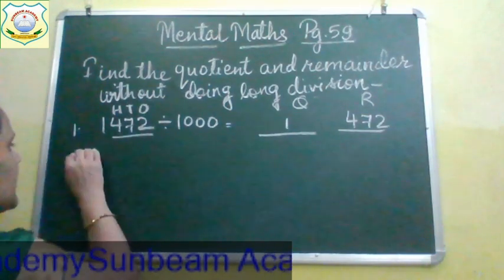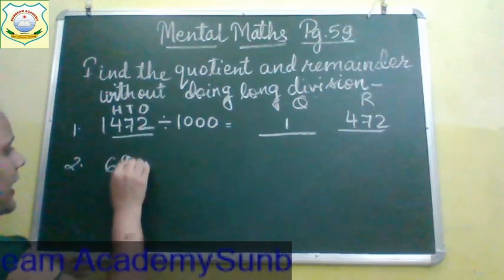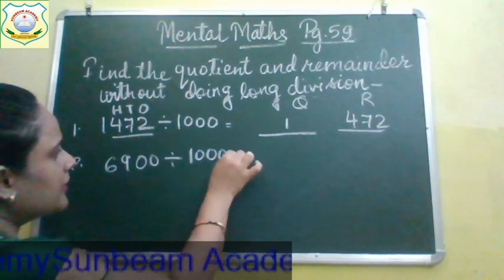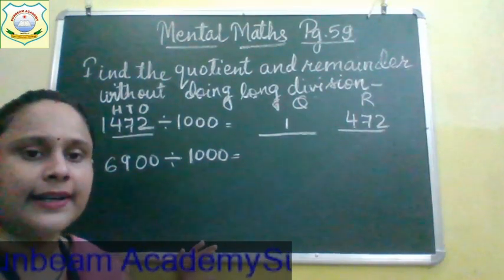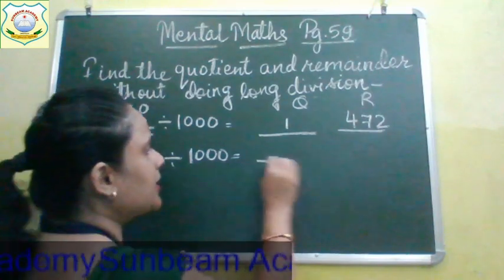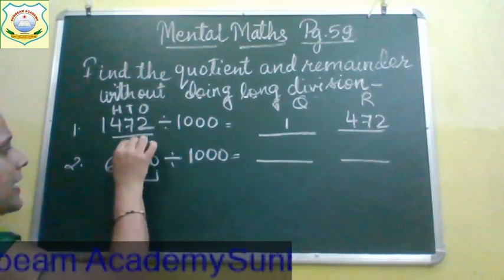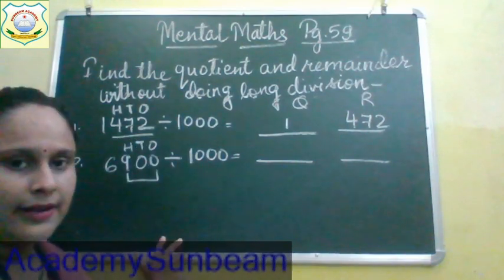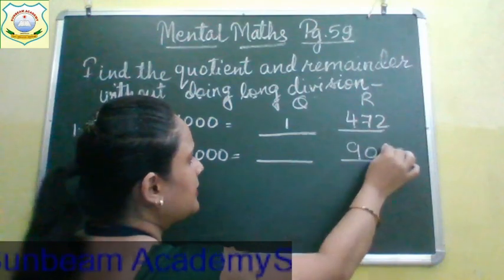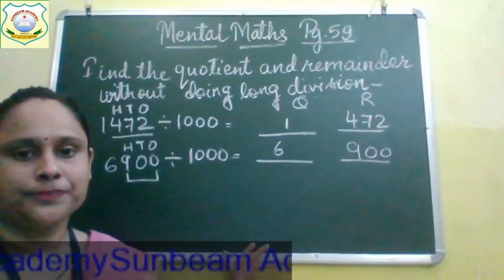Okay. Now see the second question. 6,900 divided by 1,000. Sorry, 6,900 divided by 1,000. Now children, in this question, which numbers are there in the hundreds, tens and ones place? 900, right? So 900 will become the remainder and 6 will become the quotient.